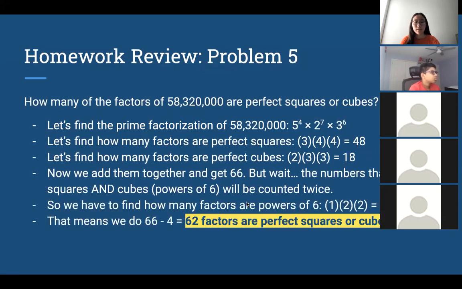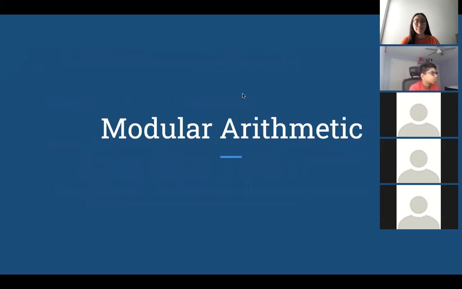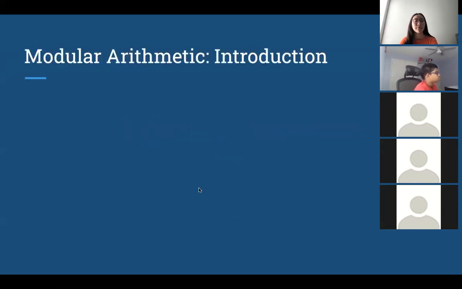Okay, so let's get to the content for today. So first, modular arithmetic. Have any of you heard of modular arithmetic? Or if you have any idea of what it might be, you can type in the chat your guess. All right, so I'll assume it's something new to all of you.